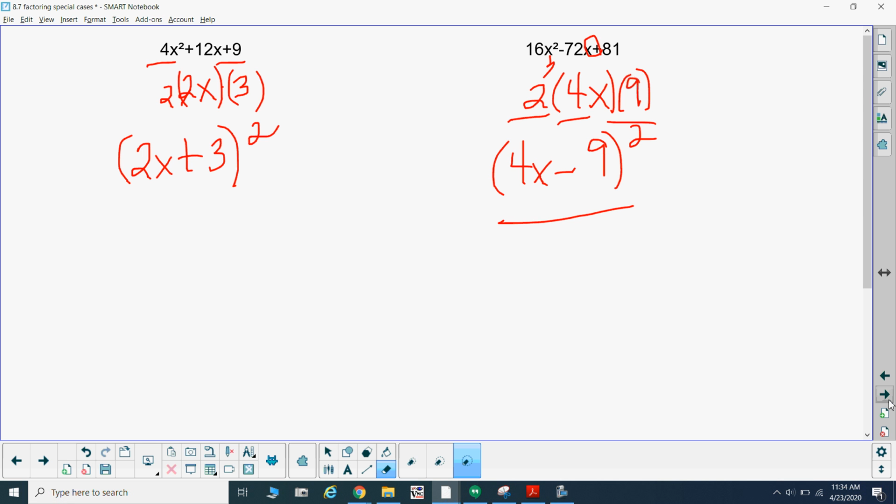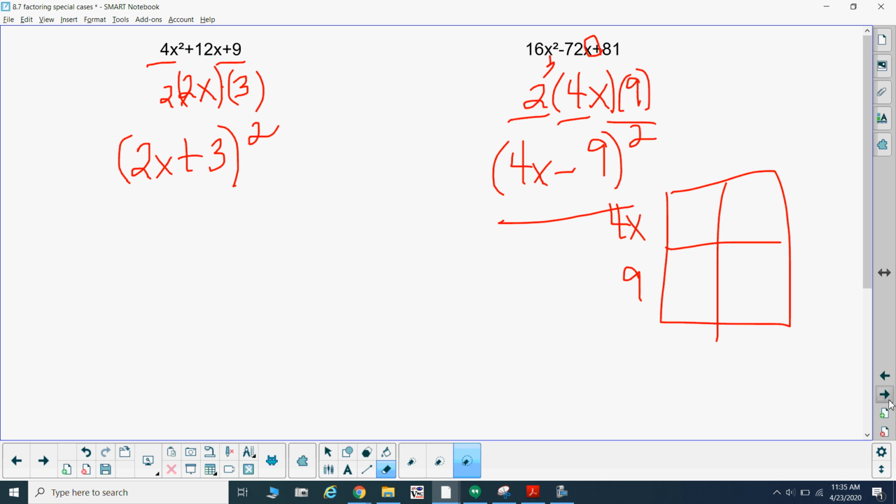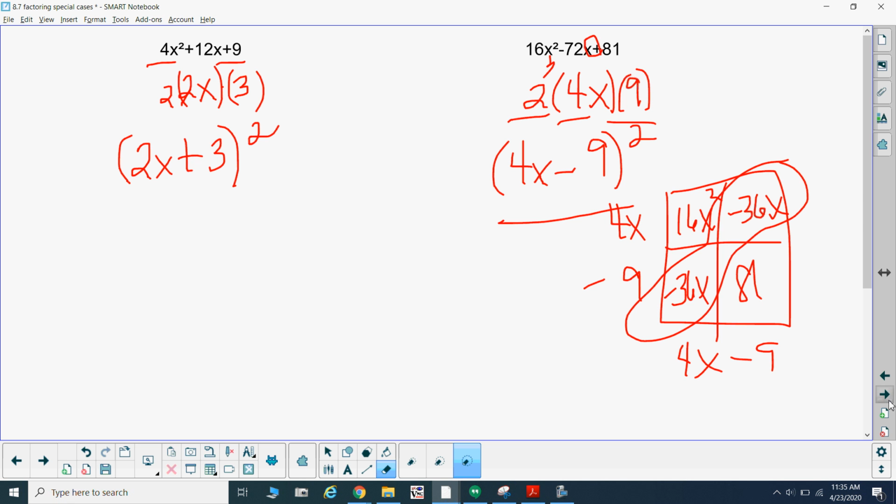And again, you can always check your answers too. If you put those on the outside of the box and fill the box in, you work backwards and check your answer. So if you did 4x minus 9, 4x minus 9, you would get 16x squared here. You get minus 36x there. You'd get 81 here, and you would get minus 36x here. Combine these two, 36 and 36 is 72. So we do end up with the right answer. That's just a way to double check.